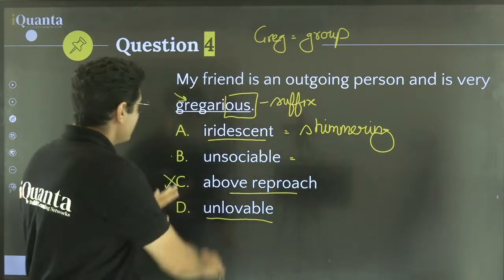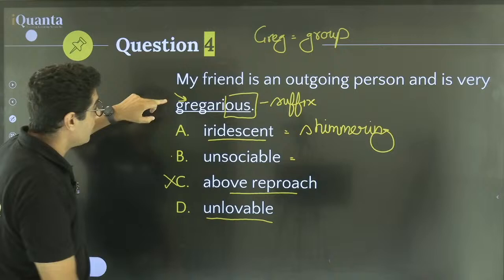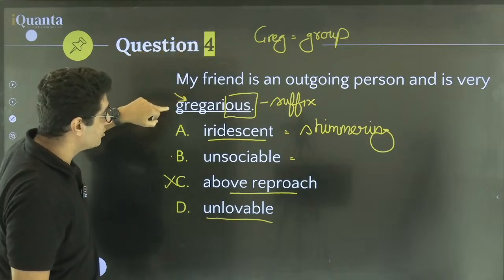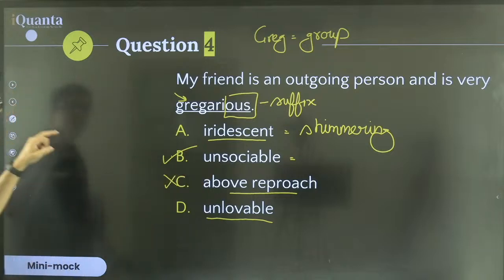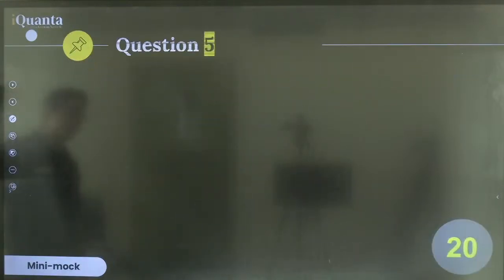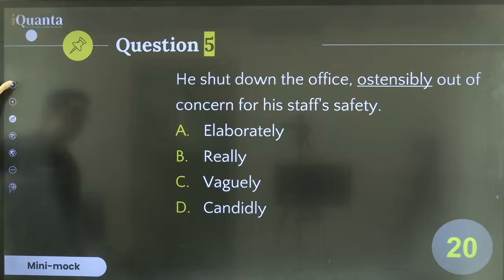So, no connection here. So if gregarious loves to be surrounded by others, that is social. So unsociable obviously is going to be the best answer for you here. And with that, let's dive into the next question. On your screen, the clock is now ticking.